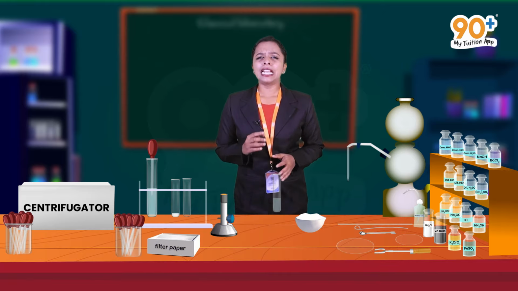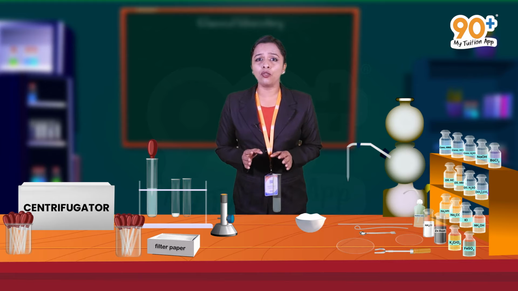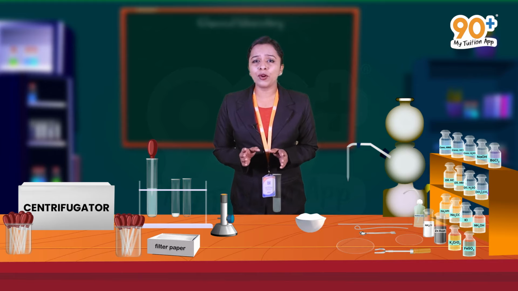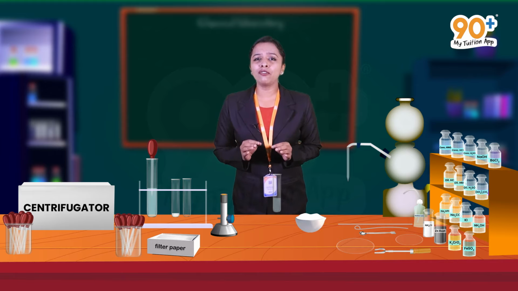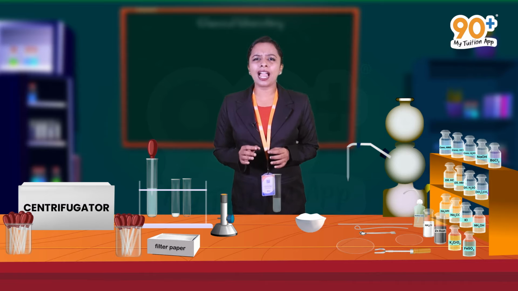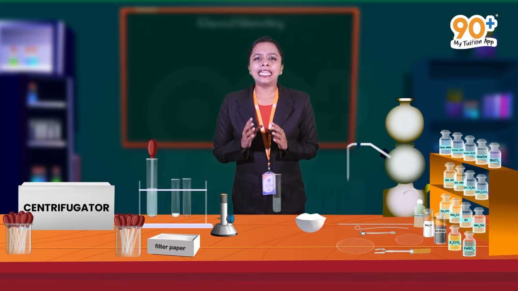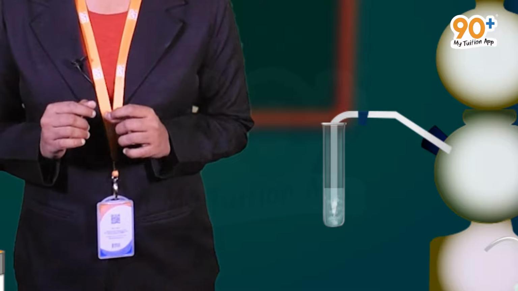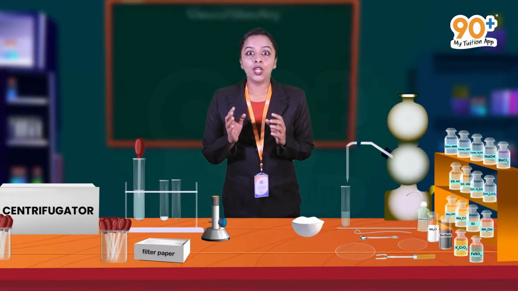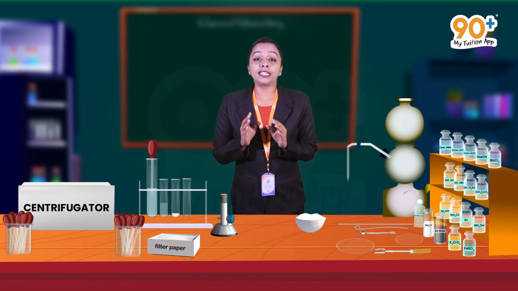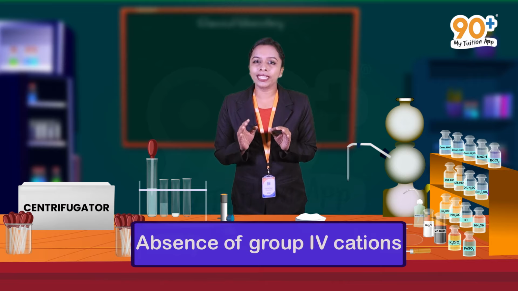To this solution, now let's add the group reagents of group 4 cations. As we know, ammonium chloride, ammonium hydroxide and hydrogen sulphide are the group reagents of group 4 cations. We have already added ammonium chloride and ammonium hydroxide to this solution. So, to this same ammoniacal solution, let's pass hydrogen sulphide gas. Can you observe any changes here? No, right? This means there is no characteristic observation and it shows the absence of group 4 cations.